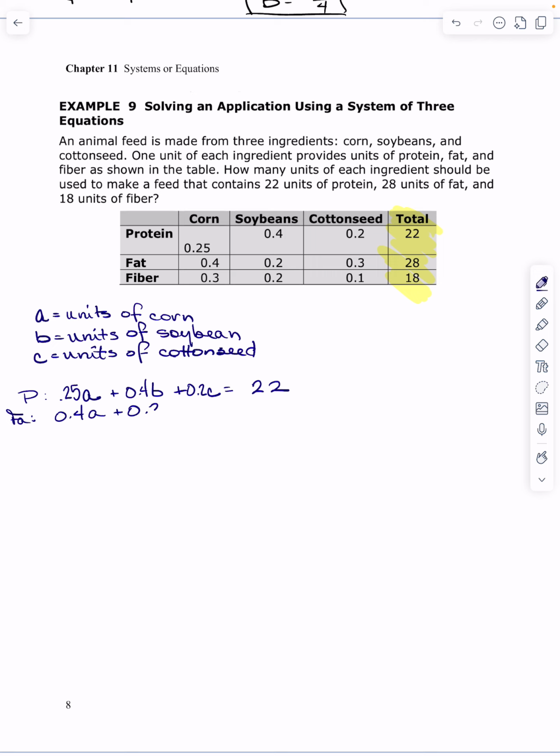Okay. So we can do the same thing for fat. 0.4A, 0.2B, 0.3C, that equals 28, and also fiber. 0.3A, 0.2B, 0.1C equals 18.